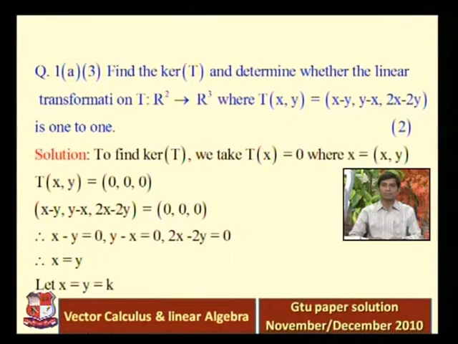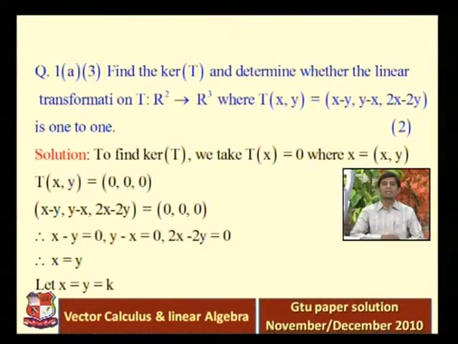So to find the kernel of T, we take T of x is equal to 0, because we want to find such x belonging to R2 such that T of x is equal to 0, where 0 is the 0 vector in R3. So where x is equal to (x, y).